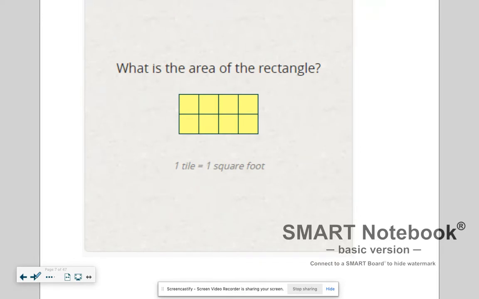All right, what is the area of the rectangle? I hope you can quickly see that there are 8. We can count by 2s: 2, 4, 6, 8. And then look at your key. 1 tile equals 1 square foot. So I have 8 square feet. And we'll talk about these abbreviations a little bit later. But I just did 8 SQ, that stands for square. And then foot can be abbreviated by FT.